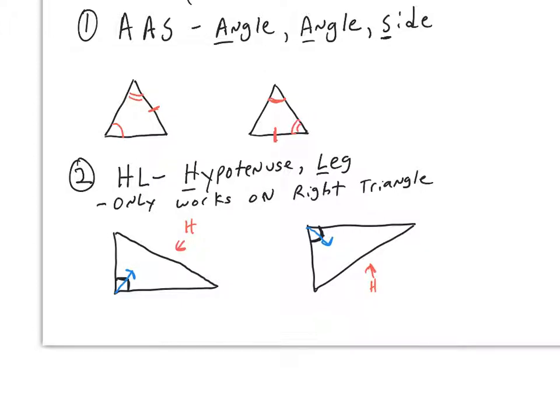And to be HL, we have to have matching hypotenuses. So this has to match with this. And then one of the other two pairs of legs have to match up. So we could either do this pair or we could do the other pair. It doesn't matter as long as we have matching hypotenuses and one pair of matching legs. Okay, and then we could say that triangle A is congruent with triangle B by HL.